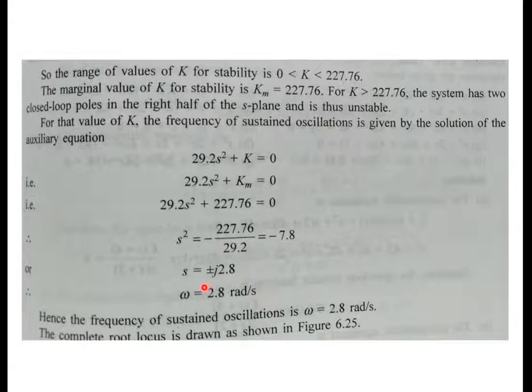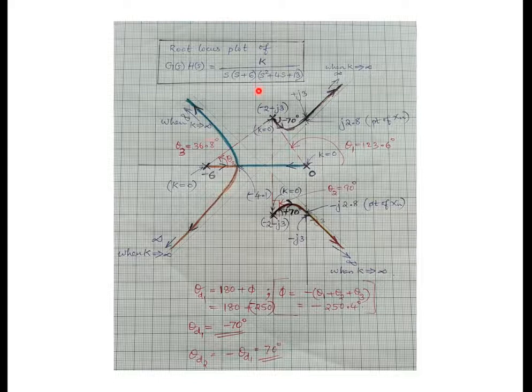Hence the frequency of sustained oscillation, we will say s is equal to plus or minus j omega for the frequency domain analysis, where omega is 2.8 radians per second. So this is the final root locus, the full-fledged root locus branches, for the system given GSHS is equal to K over S into S plus 6 into S square plus 4S plus 13. So please do it on your own by listening to this recorded lecture, and if you have a doubt, please WhatsApp me or call me. Okay, and that finishes that question.